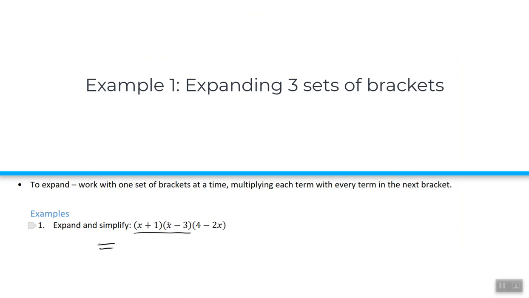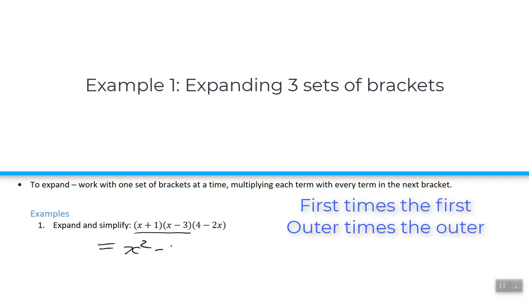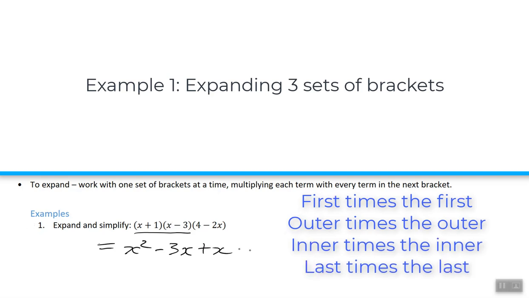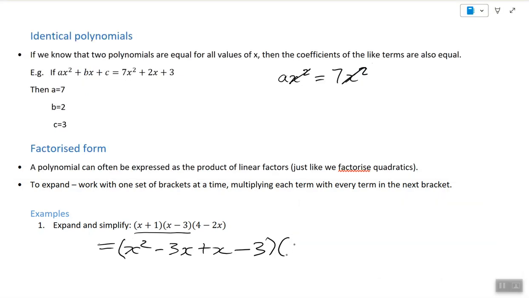So let's just look at these two brackets. X times x. X times minus 3. 1 times x. 1 times negative 3. So this is called the distributive law for two brackets. That's the first two brackets done. Now I've got to do, well, I can simplify the middle two, can't I?